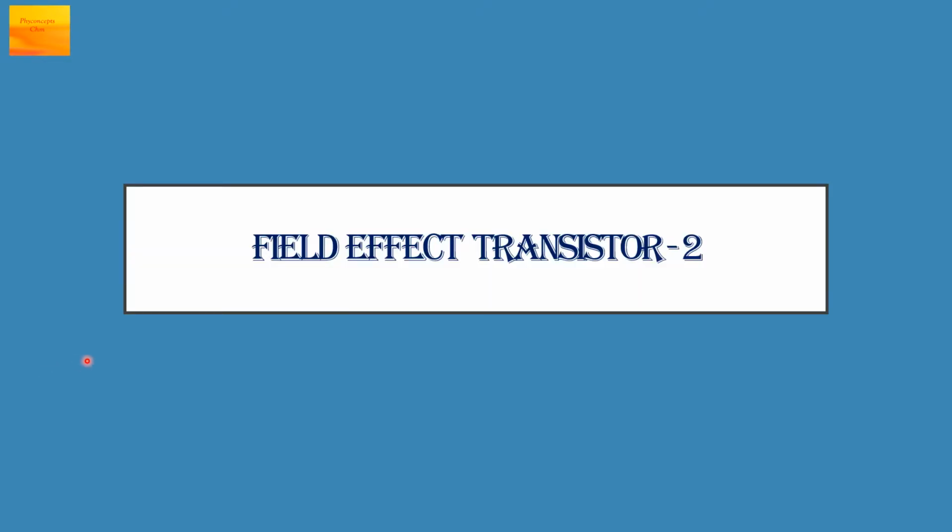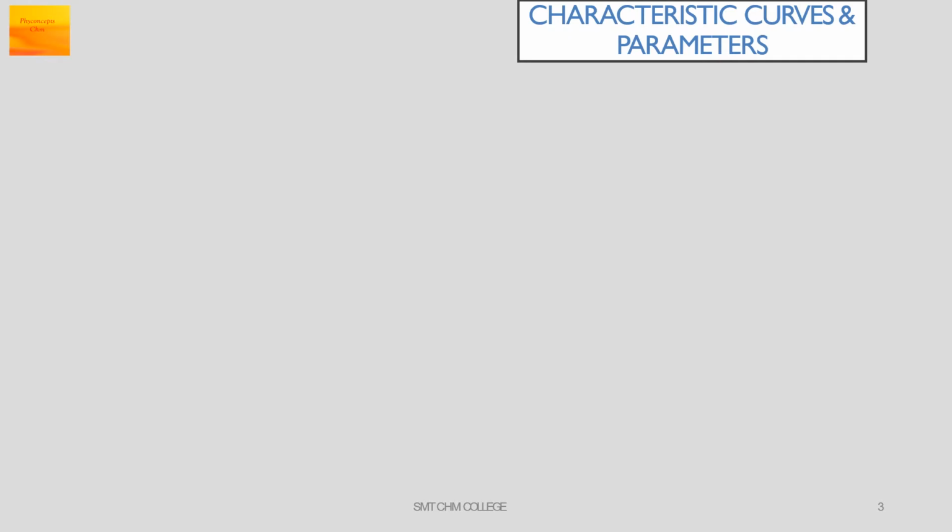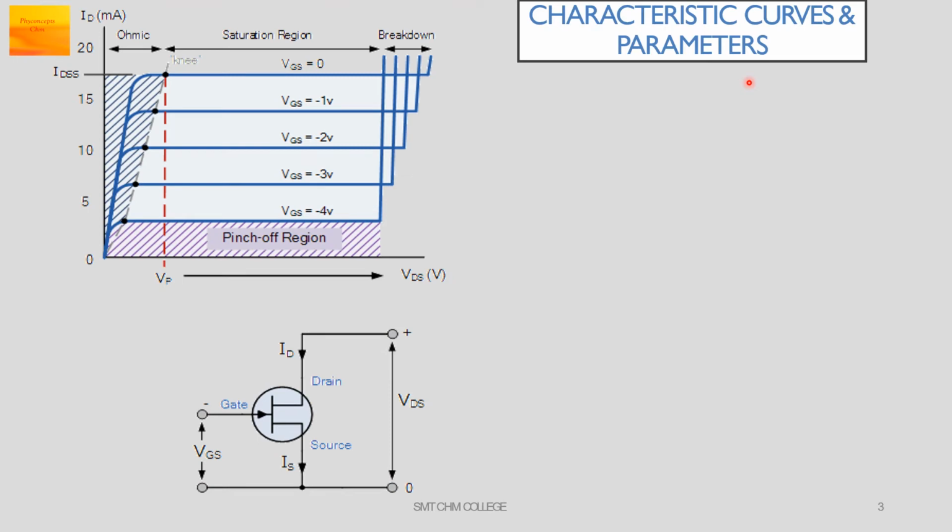This is the second part of the field effect transistor series. Here we will see about the drain curve and transconductance curve. Characteristic curves and parameters. First we will see about the drain curve.